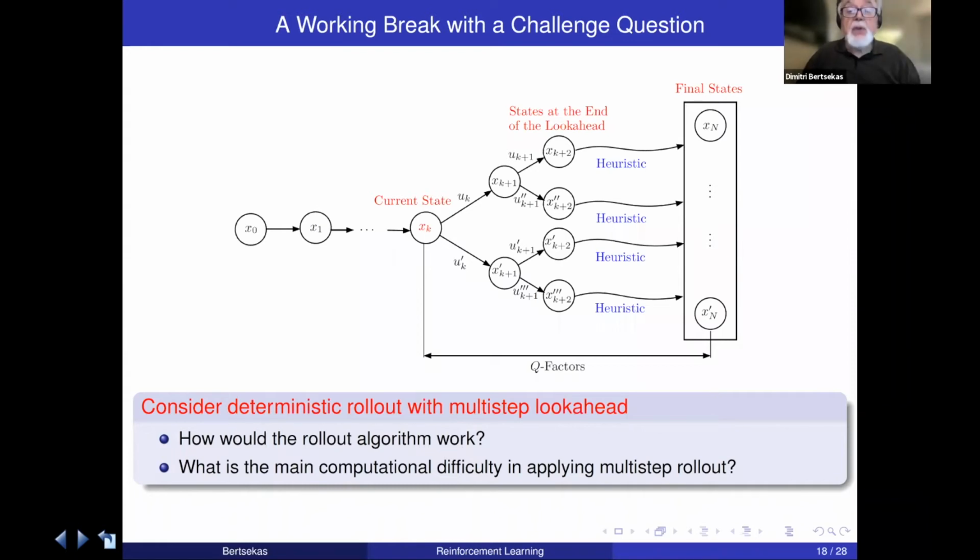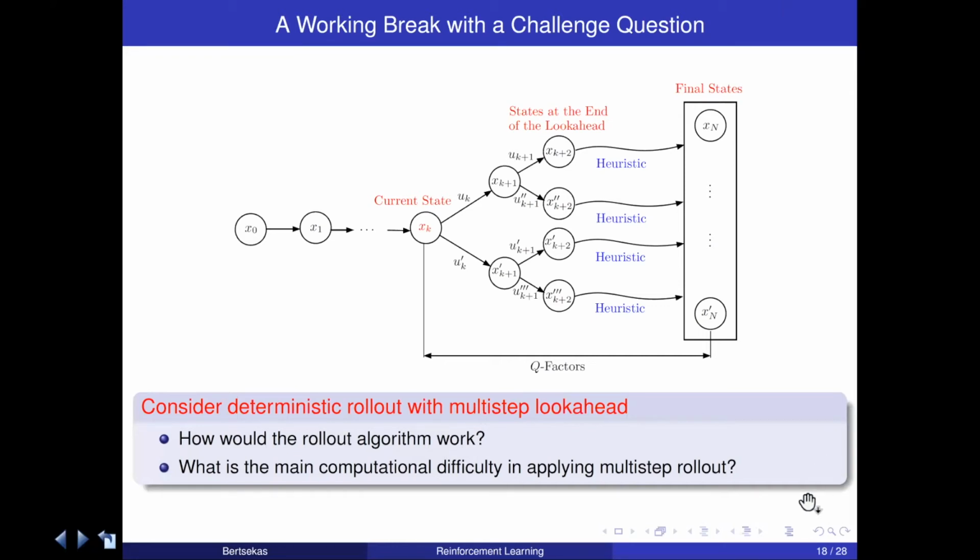Okay, since there are no questions, let's go into this question of multi-step look ahead. Everything we discussed so far with rollout, simplified rollout, fortified rollout, model-free rollout, all of this was for one-step look ahead. What would happen if there are multiple steps of look ahead? We're showing here only 2 steps of look ahead. How would the algorithm work? Any suggestions? And also, what do you think is the main computational difficulty here?